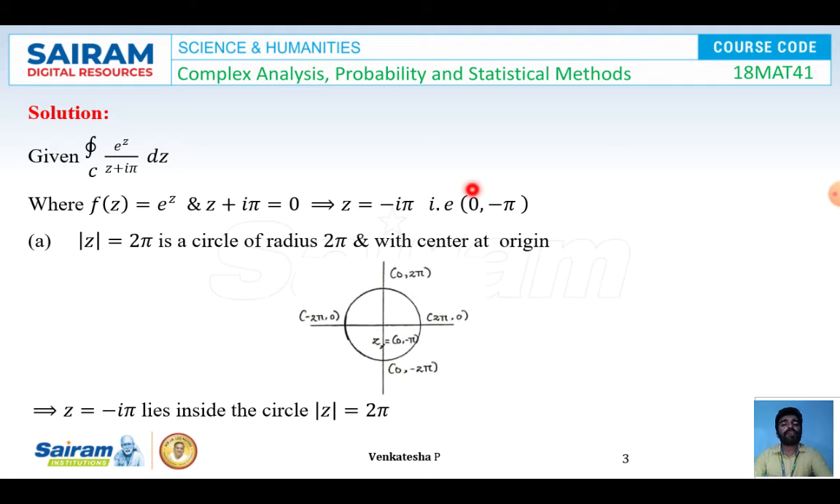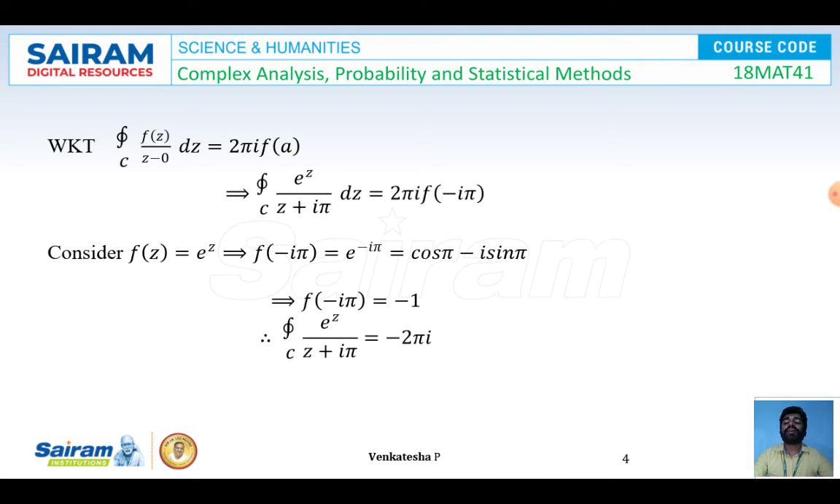Now choose this point 0 comma minus pi in the circle. So this 0 comma minus pi in the sense it will come in the negative y-axis. So the point lies here. So hence we can say that the point z is equal to minus i pi lies inside the circle mod z is equal to 2 pi. So hence we can use the formula, that is the integral over the curve C of f of z by z minus a into dz will be equal to 2 pi i into f of a. It implies the integral over C of e power z by z plus i pi into dz will be equal to 2 pi i into f of minus i pi.